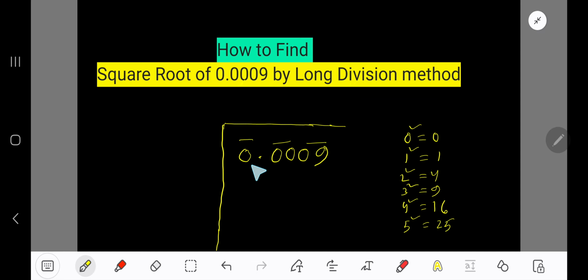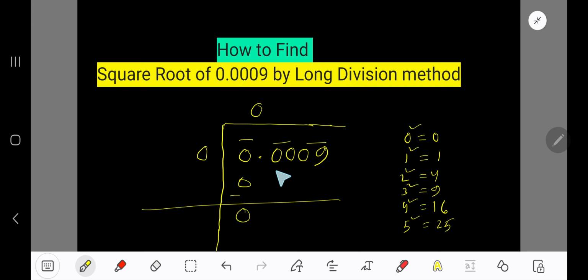For the first pair, you have to take a digit whose square will be equal to 0 or nearest to 0. 0 squared equals 0. That is, if you take 0 here, 0 squared will be 0. So 0 is right. 0 times 0, 0. If you subtract, you are getting 0.